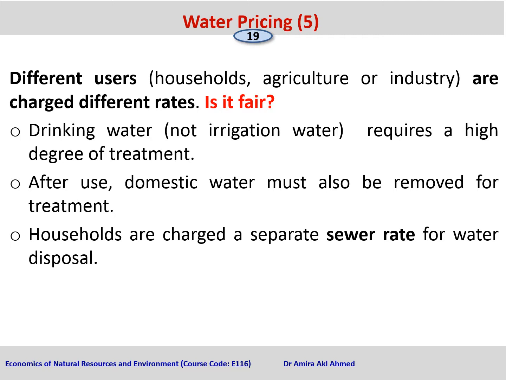The water price normally depends on its use. This means that different users are charged different rates. More precisely, domestic uses of water are charged at higher rates compared to agricultural and industrial uses. It may initially seem inefficient and perhaps unfair. However, there is some justification for charging agriculture and industrial users less than households.